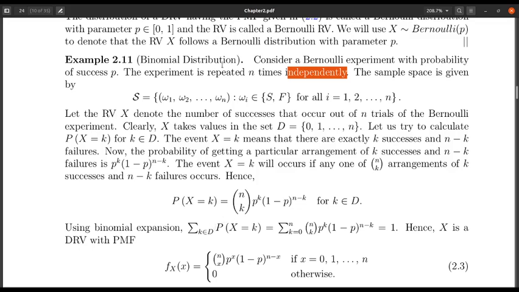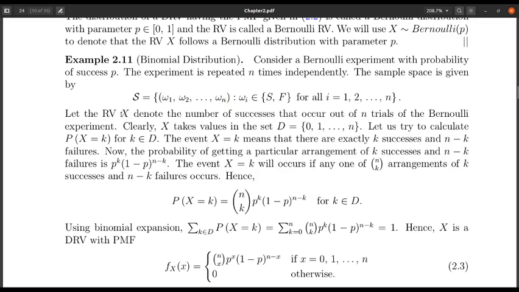Now in the binomial case, I am repeating the toss and noting down the outcomes. So the sample space, when I toss the coin n times, has n outcomes, omega 1 to omega n, and each outcome belongs to the set of success or failure. In our coin tossing example, it is head or tail.